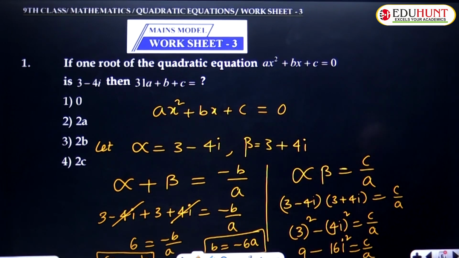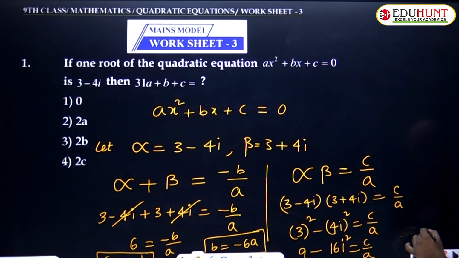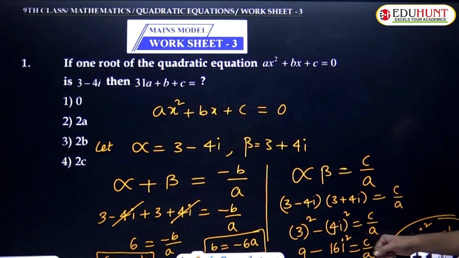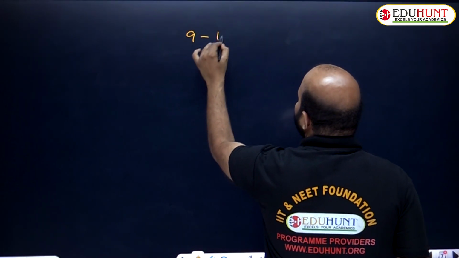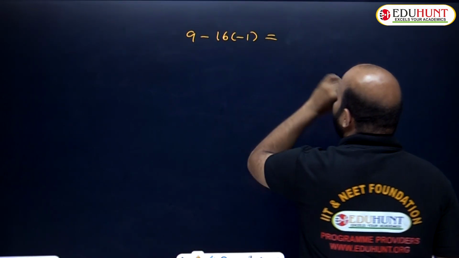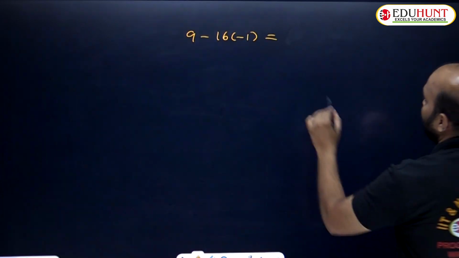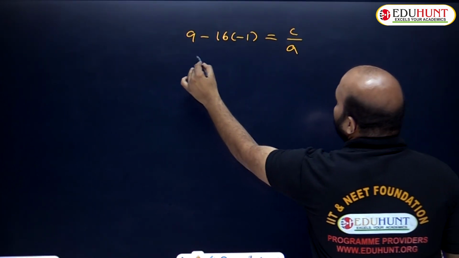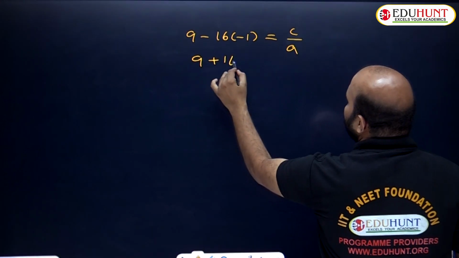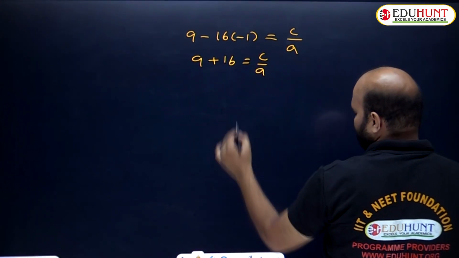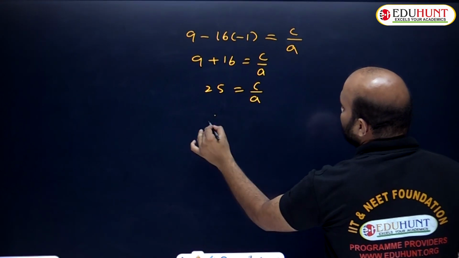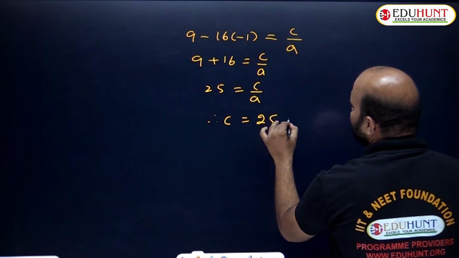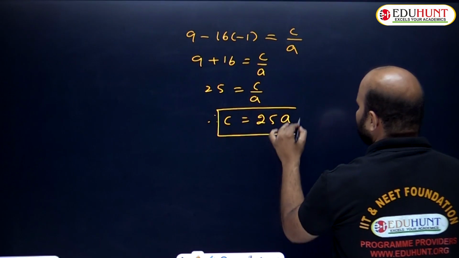Am I clear? You know that in complex numbers i square value is minus 1. So substituting i square as minus 1, we get 9 minus 16 into minus 1 equals c by a. Minus into minus is plus, so 9 plus 16, which is 25, equals c by a. Therefore c can be written as 25a, according to cross multiplication.